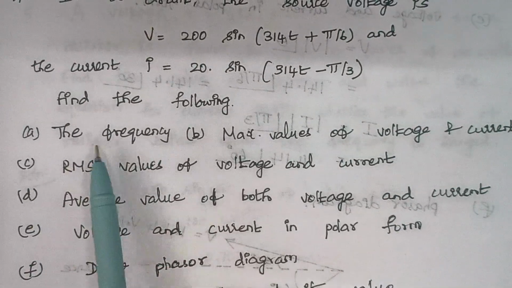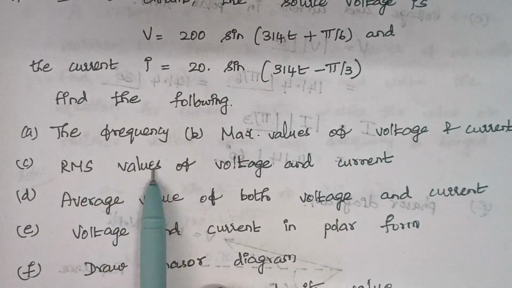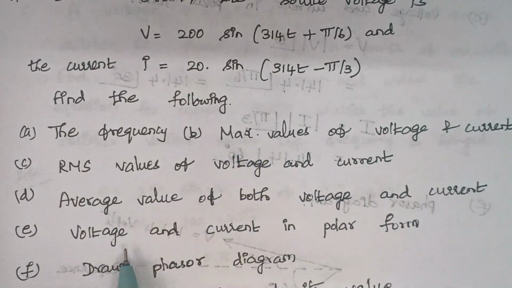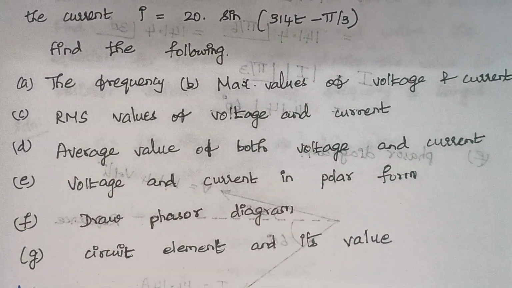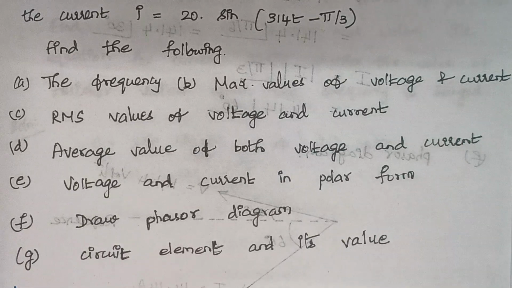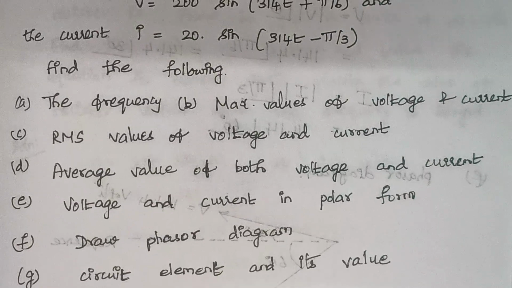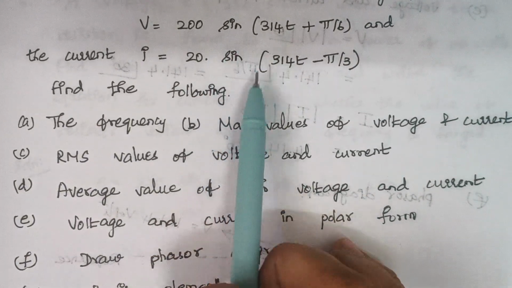The first is frequency, then maximum value of voltage and current, RMS values, average values, voltage and current in polar form, the phasor diagram, and the circuit element and its value. So there are many things to be calculated. We will go step by step. The first step is to write down the expressions for voltage and current.